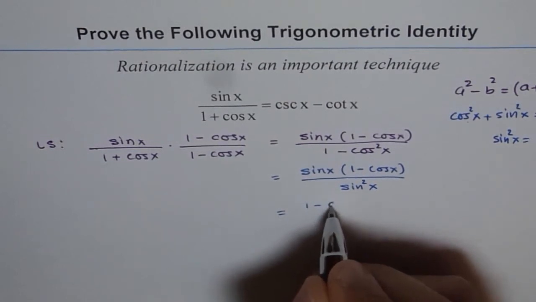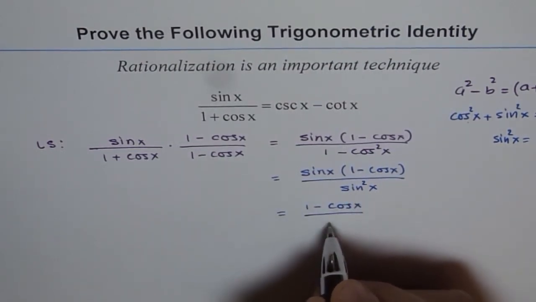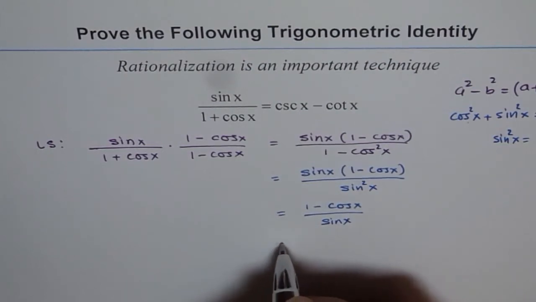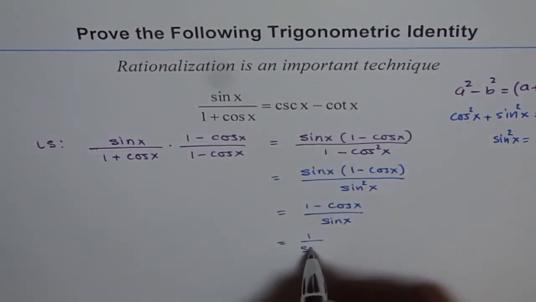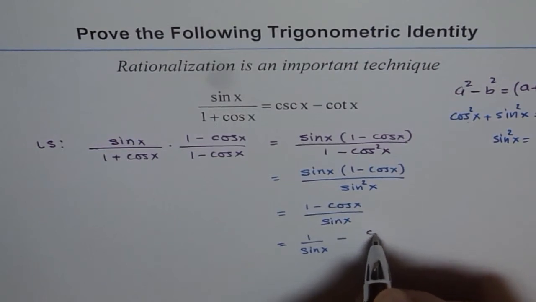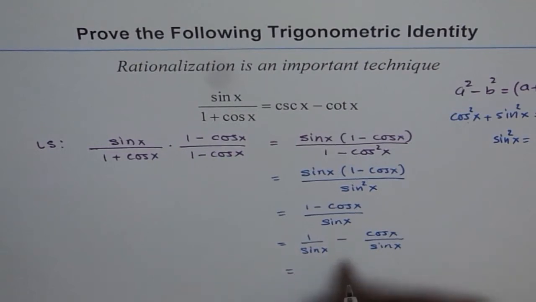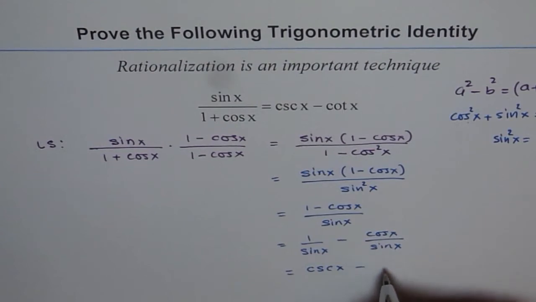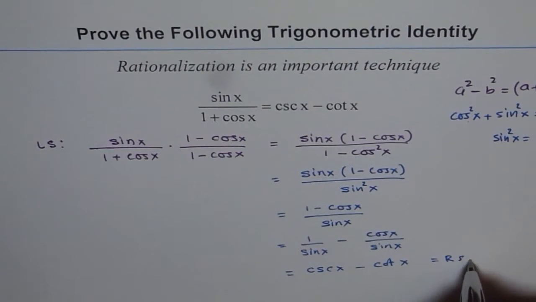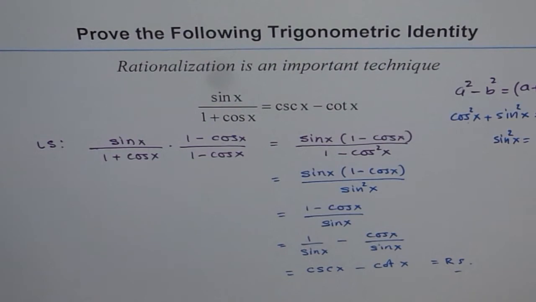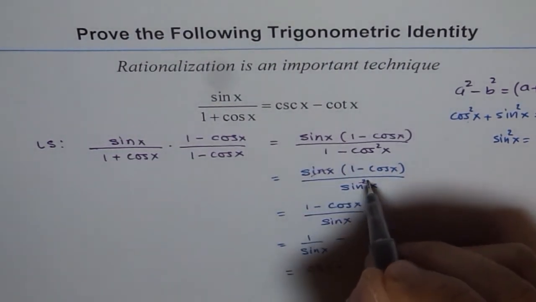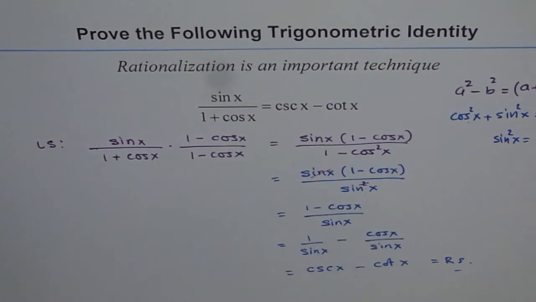So we get 1 minus cos x divided by sin x, which could be written as 1 over sin x minus cos x over sin x, which is 1 over sin is cosecant x, cos over sin is cotangent x, okay? Which is the right side. So hence we have proved the identity, correct? So that is how you can prove your identity. So here what we did was we cancelled out one of them, right? And got the answer. Thank you.